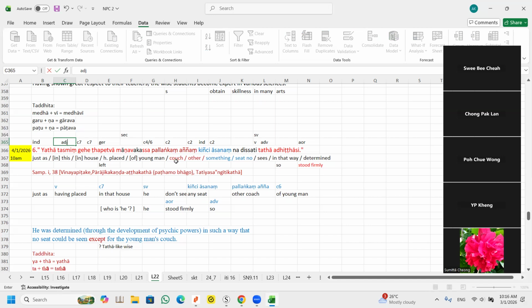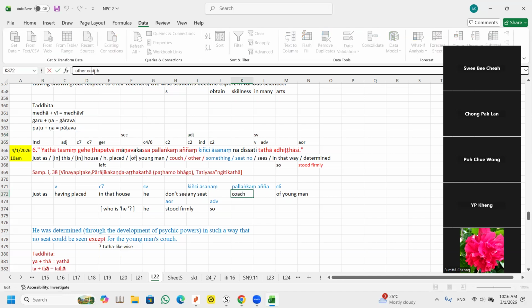Palangkang means a seat, but another meaning of palangkang is a couch. So it means other couch. So this is an adjective to this. So in Pali, you look for the same case, like this same case, and this is the same case. That is the most important. Once you can define the same case, it should be the other way around. Can you see here? Other couch, seat. All right.